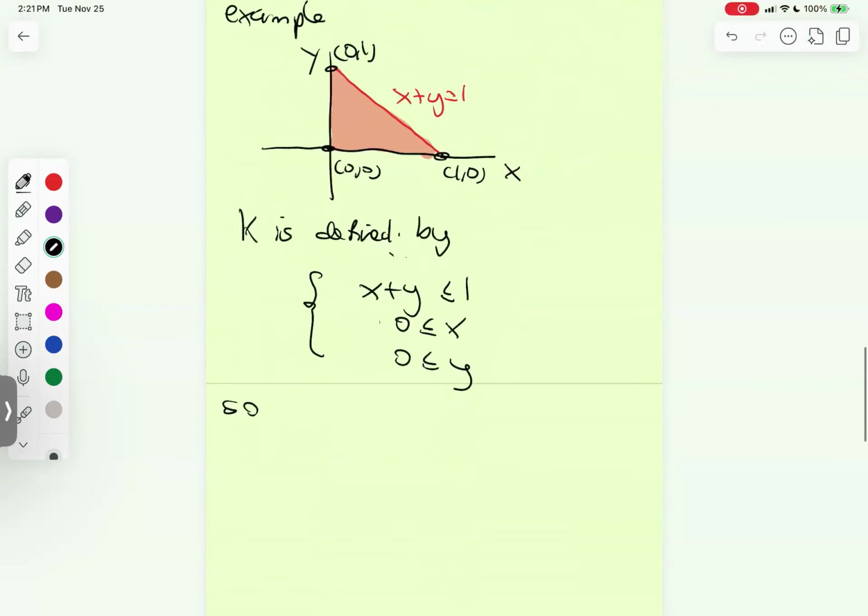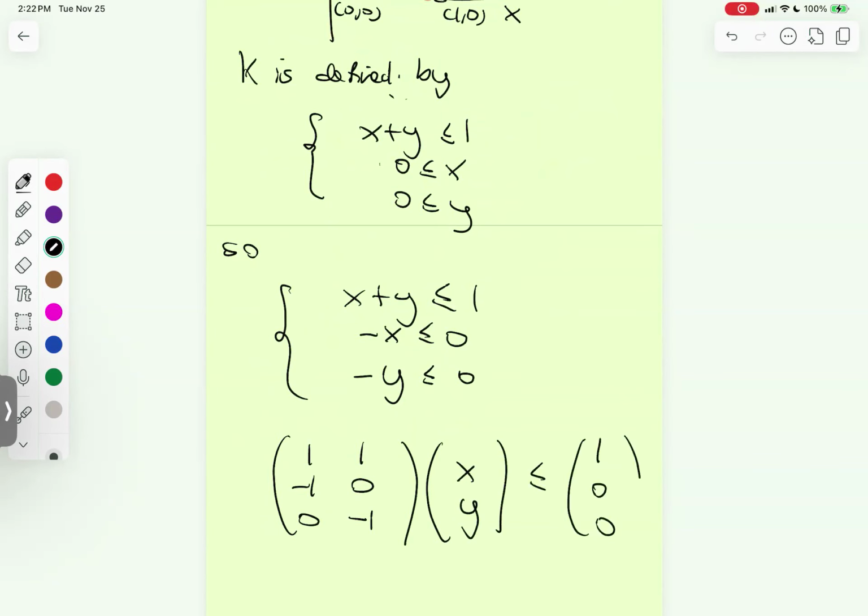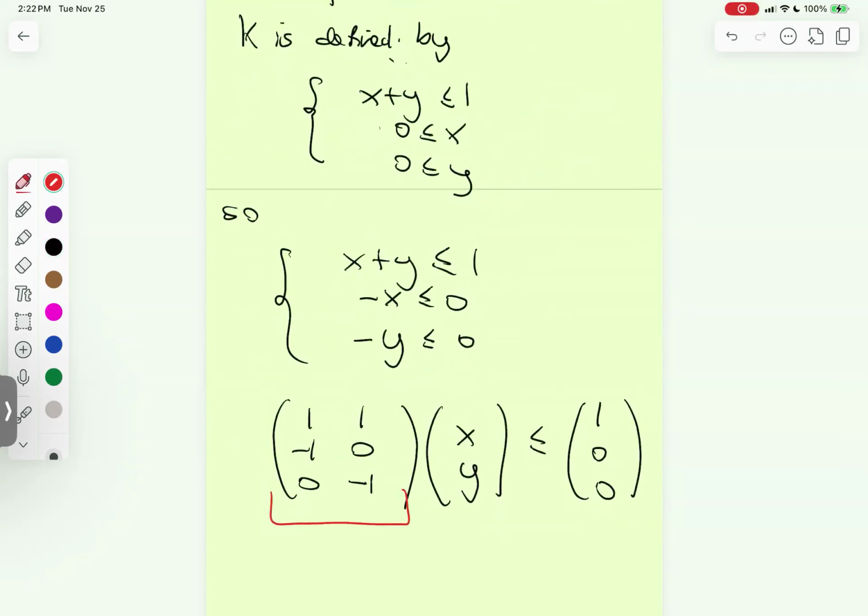Like, saying that x is positive is the same thing as saying that minus x is negative. So now it does look like, and then you can read off these as a matrix, because this would be (1, 1; -1, 0; 0, -1) times (x, y), that is less than or equal to (1, 0, 0). So in this case, this would be the A, and this would be the b.